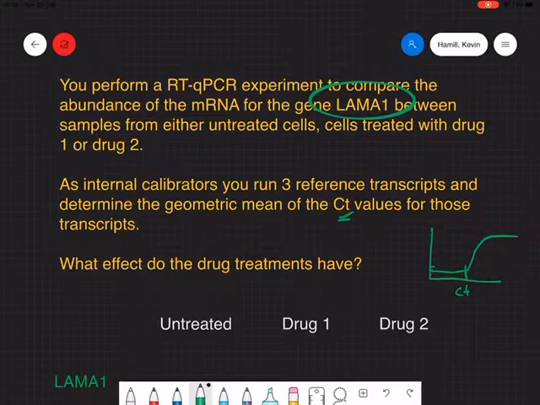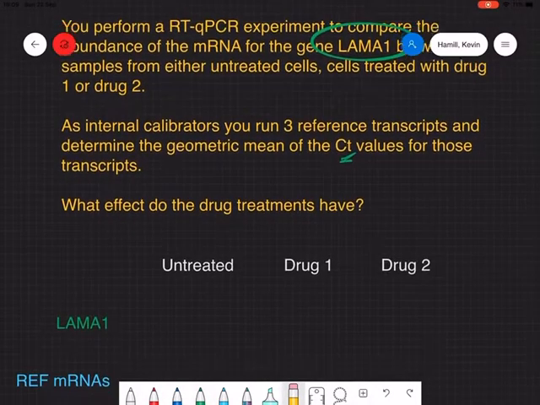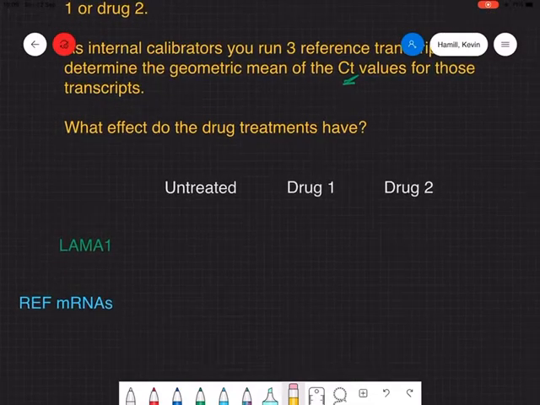For a more abundant transcript, that CT value comes up earlier, it crossed that threshold earlier, or for a less abundant transcript, the value is going to be later. So remember that a high number here equals less abundant transcript when you put it in. So the question we're really asking here is, what effect does the drug treatment have? Does it increase or decrease LAMA1?